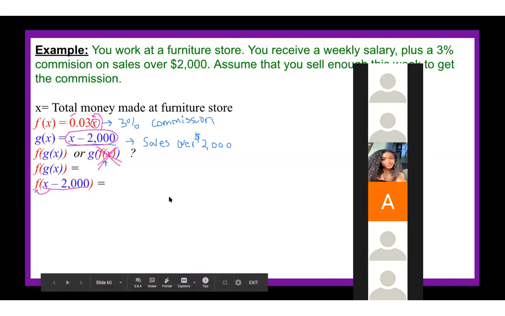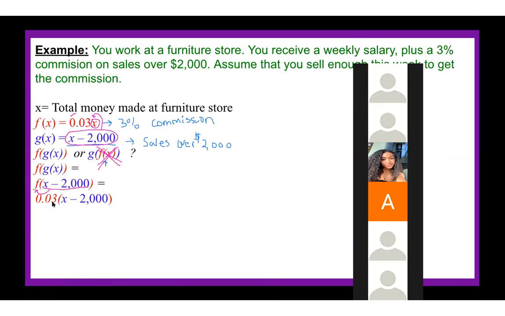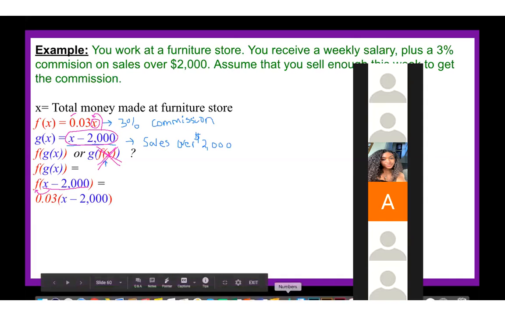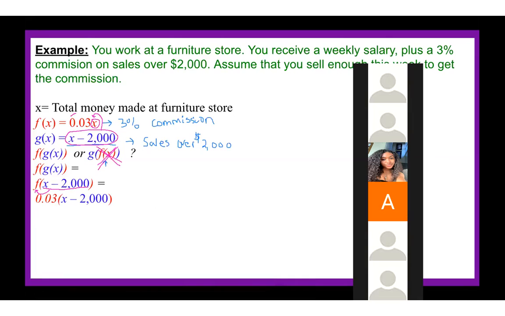Let me show you what that looks like. There we go. See, notice it's 0.03, but instead of x, it's the g function, the x minus 2,000. Let me pause here. Yeah, Danny, it's exactly that. Sorry, I didn't see the chat before you, I saw the chat there, but I didn't click on the chat.